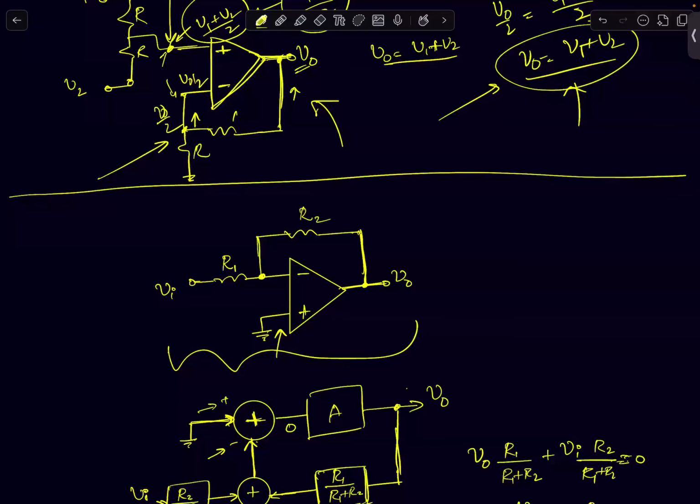I'm taking my output and feeding back a part of it to the inverting terminal. And yes, because I'm feeding it to the inverting terminal, there is negative feedback in the circuit. The moment that you know that the circuit is in negative feedback, what can you tell me? What will be this node voltage? What will be V minus here?